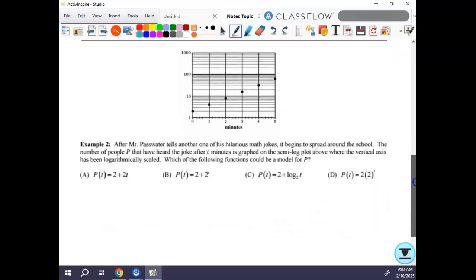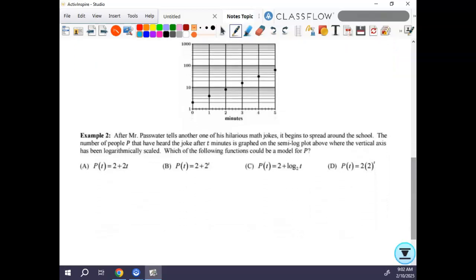Okay. So let's look at this. It says, after Mr. Passwater tells another one of his hilarious math jokes, it begins to spread around the school. The number of people P that have heard the joke after T minutes is graphed on the semi-log plot above, where the vertical axis has been logarithmically scaled. Which of the following functions could be a model for P? All right, so when we are looking at this, does that data on that graph appear to be linear? Yes, I would say it totally appears like a really nice line, much nicer than the other one. Since this is a semi-log plot and it appears to be linear, what would be the best model for this? What kind?